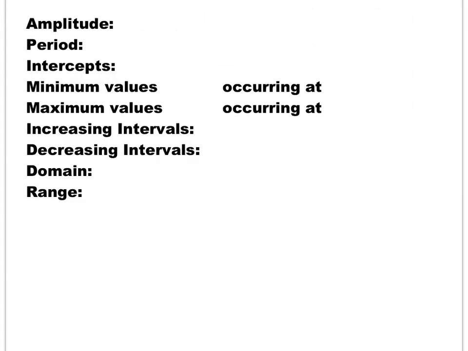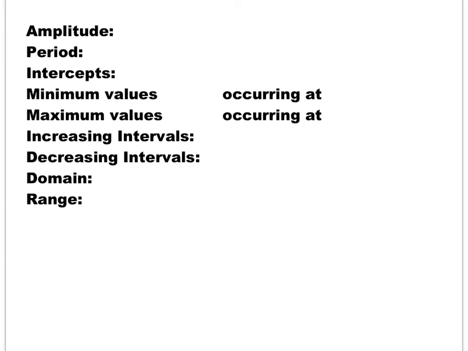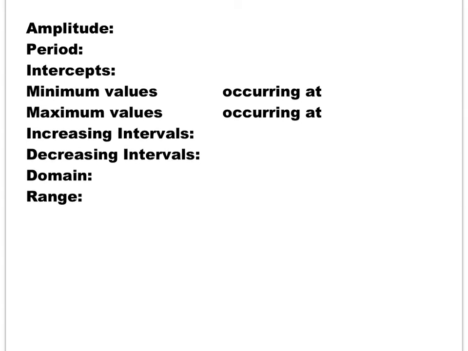Now, the amplitude of the function is 1. Again, the reason is that from the x-axis to the maximum is 1 unit, or to the minimum is 1 unit. The period is 360 degrees. The x-intercepts are at 90 degrees and 270 degrees. The minimum value we found from the graph is -1, and it happens at 180 degrees.